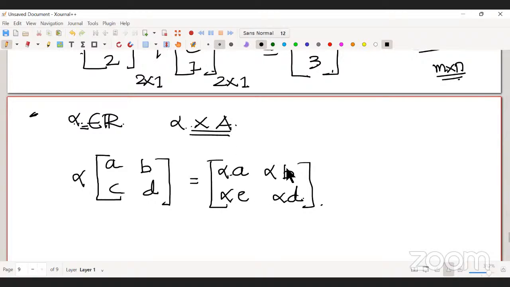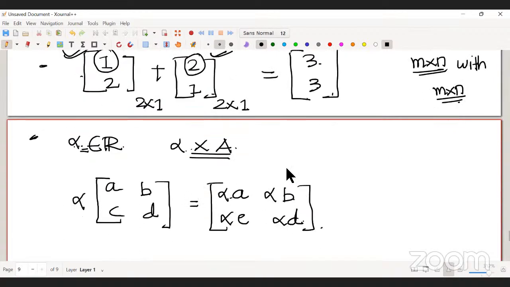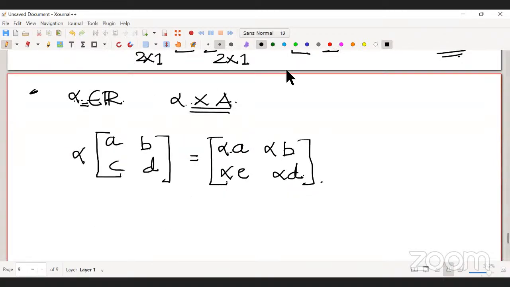A scalar is a constant here. Yes, it's a constant. Alpha can be any number, like 0, 1, or pi. It can be any real number. We are calling this scalar multiplication of a matrix, multiplying a scalar with a matrix. Why could we not say that we are multiplying with a real number? You can say that, that is not a problem.